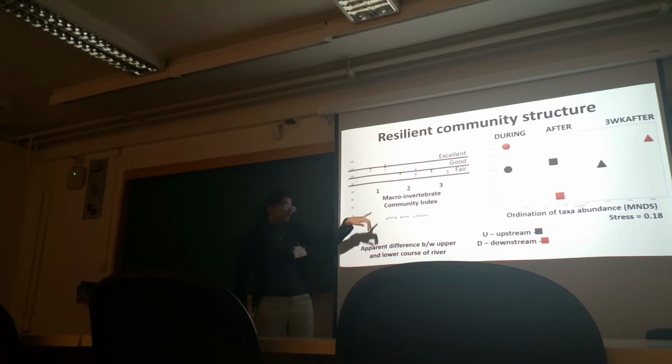I wanted to show one of the examples of the indices that I calculated. It's called the Macroinvertebrate Community Index. It reflects the presence or absence of sensitive species. In this graph, I plotted all the three locations that I had, that I pointed out. This is upstream and downstream.